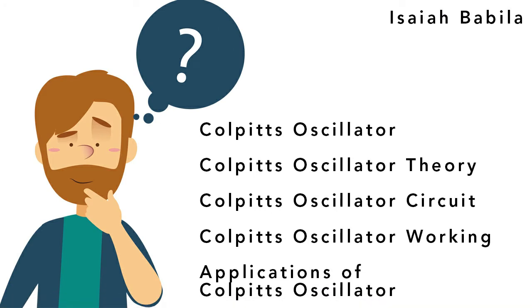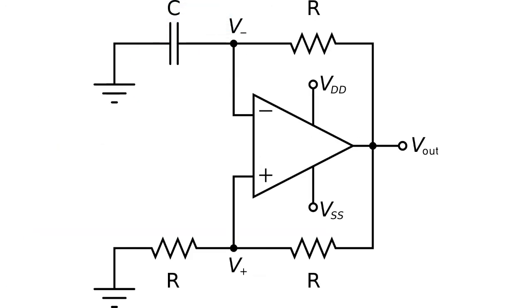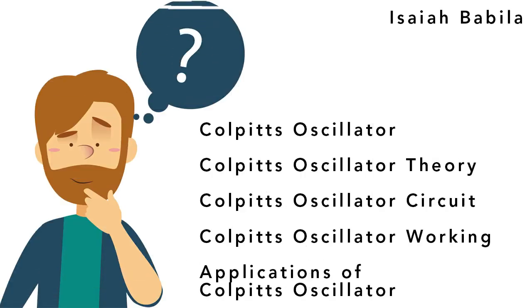Our group has chosen Colpitts oscillator. So what is Colpitts oscillator? An oscillator is an amplifier with positive feedback, and it converts a DC input signal into an AC output waveform with a certain variable frequency and a certain shape of output waveform, like sine wave or square wave, by using the positive feedback instead of an input signal.